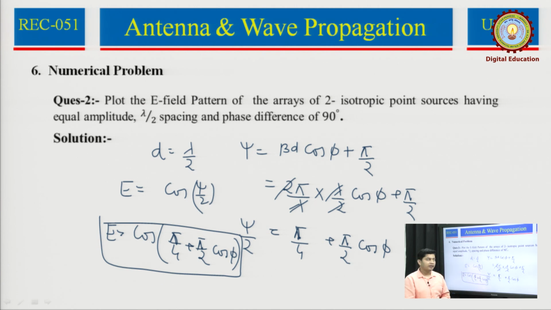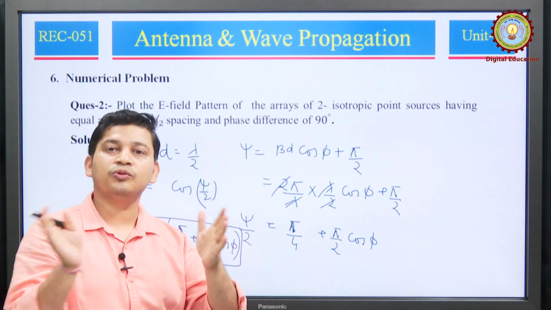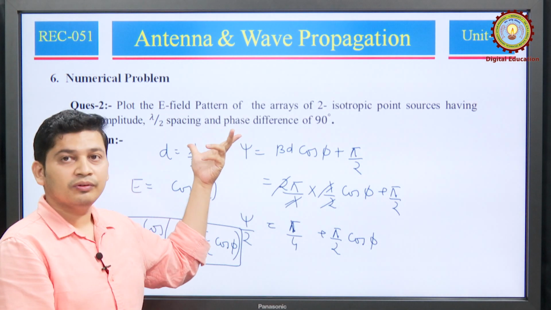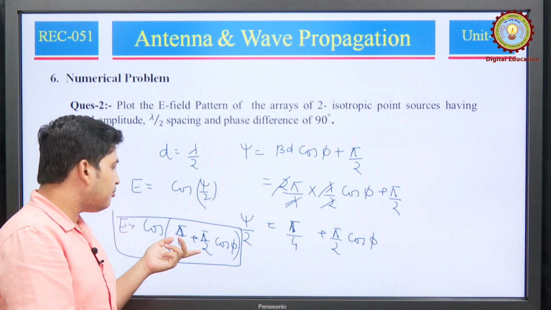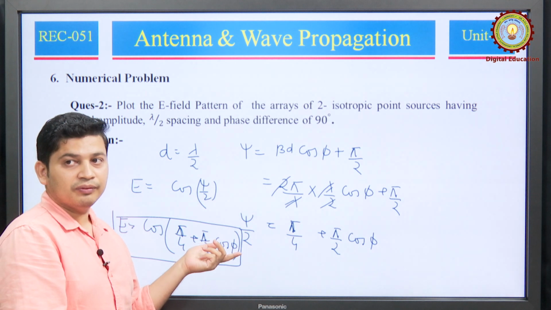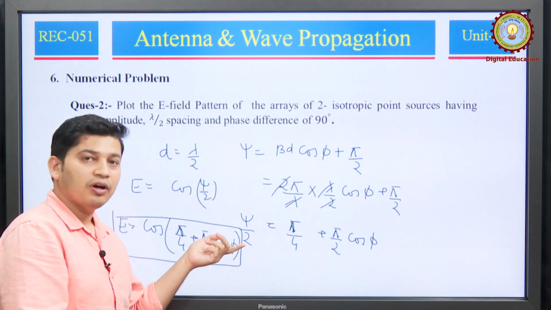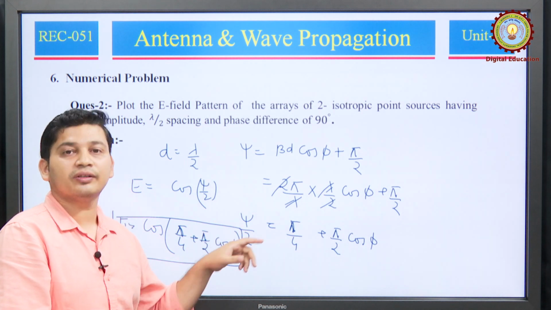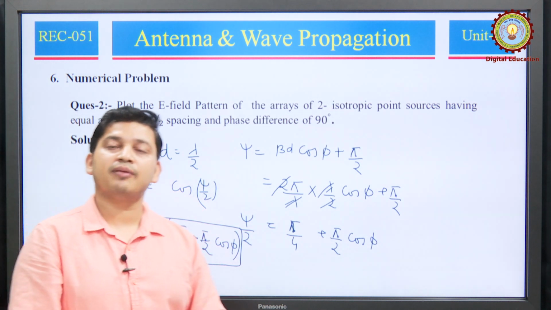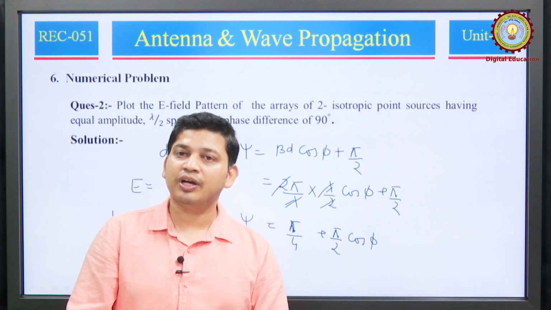What happens if I increase or decrease? Here we have increased the spacing between the two elements. Earlier it was lambda by 4, now it is lambda by 2. So, what happened? The value is pi by 4 plus pi by 2 cos phi. Now, we have to find out the plot of this value, which is cos of pi by 4 plus pi by 2 cos phi. Same procedure we have to adopt.